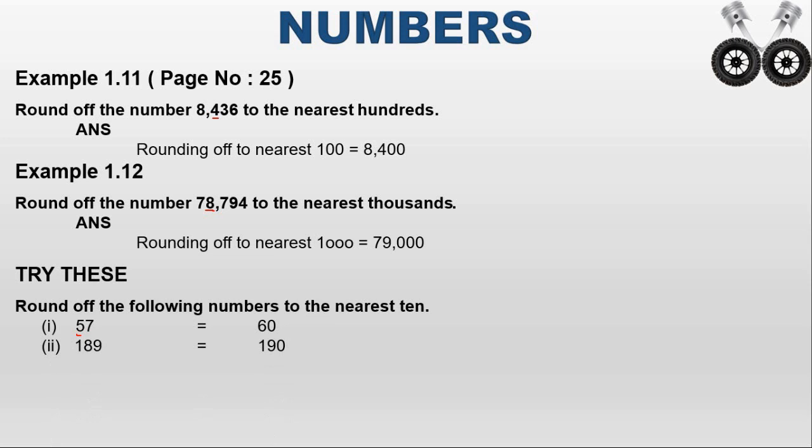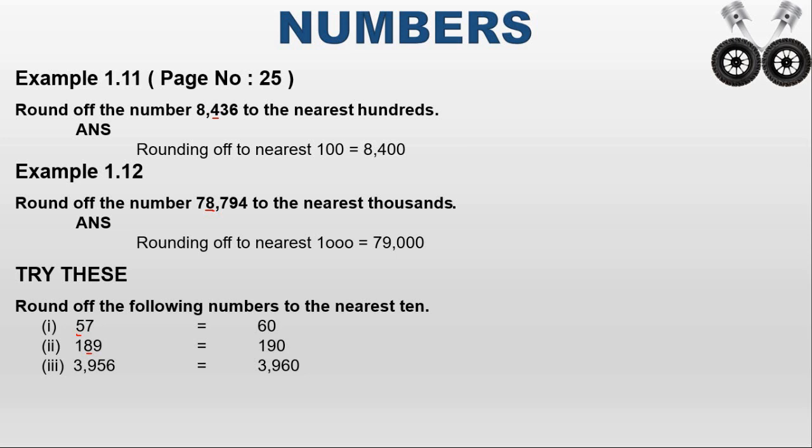Okay, what is the next number? 189. What is the 10th position? 8 is in the 10th position. So you have to round up to the nearest 10th value. So you have to look at the right side number. What is the number here? 9. So it is greater than 5. If it is greater than 5, we have to add 1 to the number. So it is 190. What is the next number?